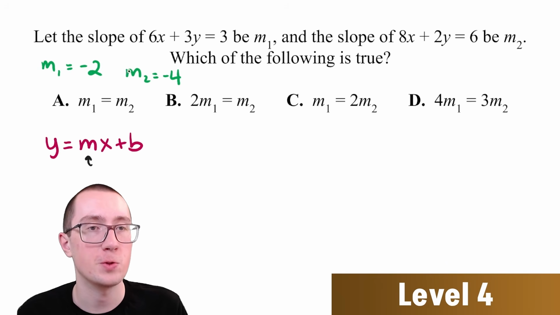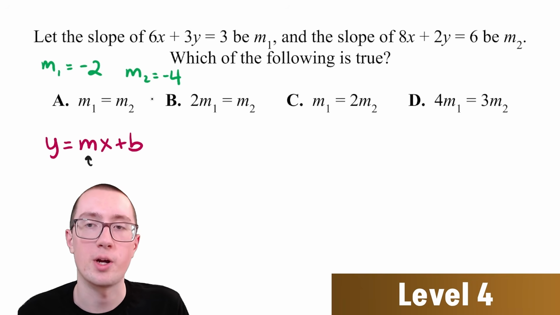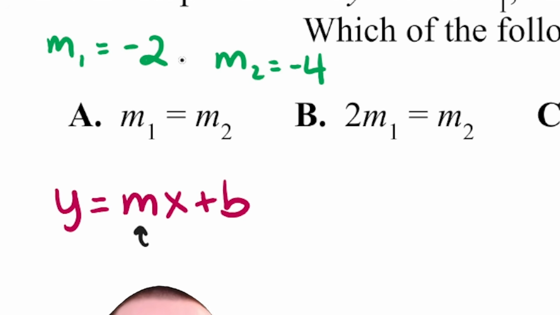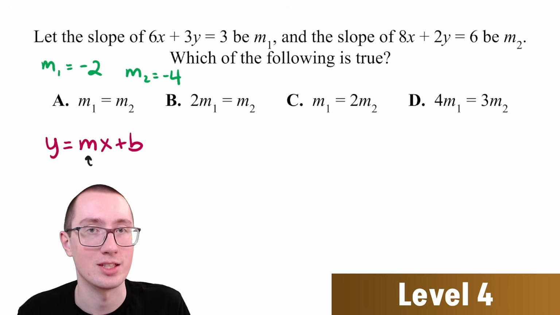We've determined that the first slope is negative 2, and the second slope is negative 4. But what do we do with that? Which of these equations is true? Well, let's just test out each equation and see if these numbers make it true. So A here is m1 is equal to m2. Well, negative 2 and negative 4 are not equal to each other. They're not the same number.